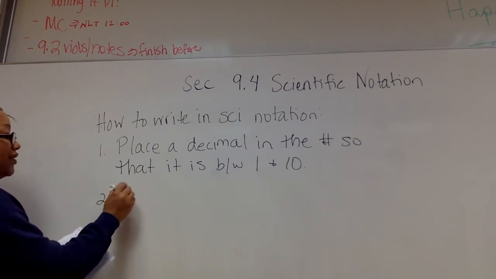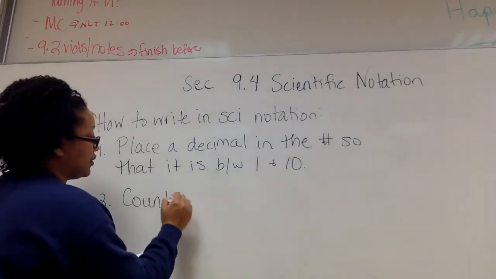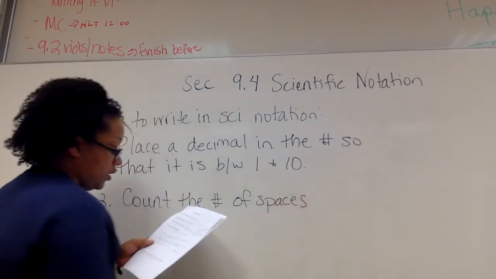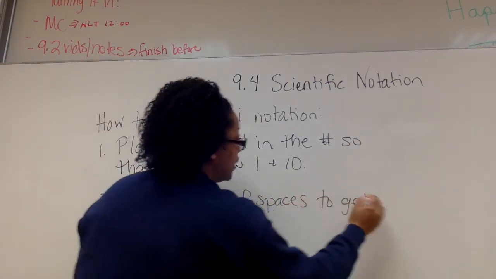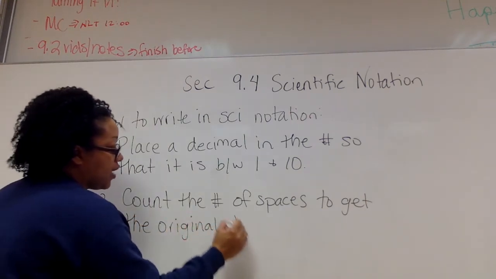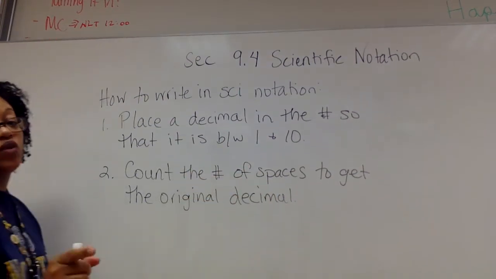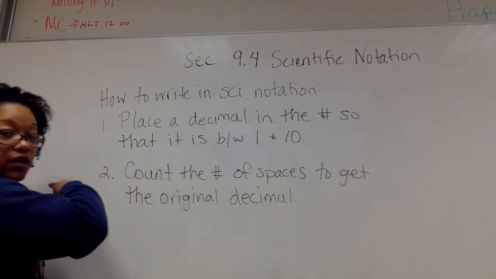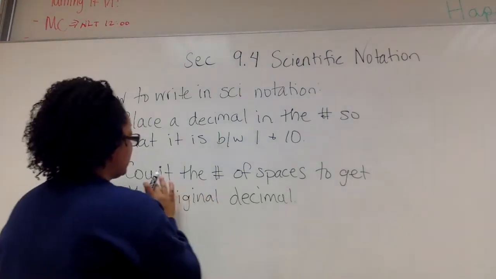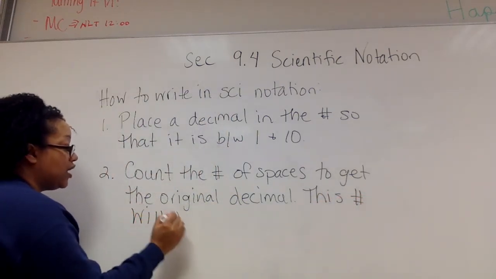The second thing you're going to do is simply count. If you can count, scientific notation's a piece of cake. Count the number of spaces to get to the original decimal. Okay? So you're just going to count. If it's a big number, you're going to be counting all the way to the end. If it's really small, you're going to be counting to the left. And this number, when you count, will be your n. It will be your exponent.